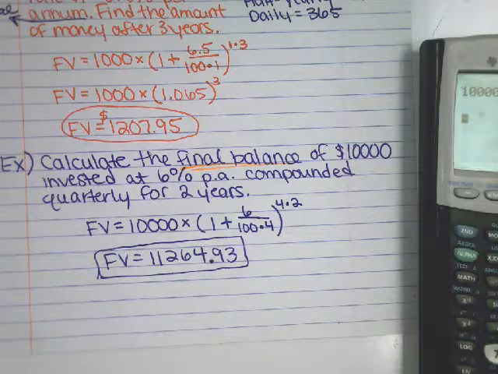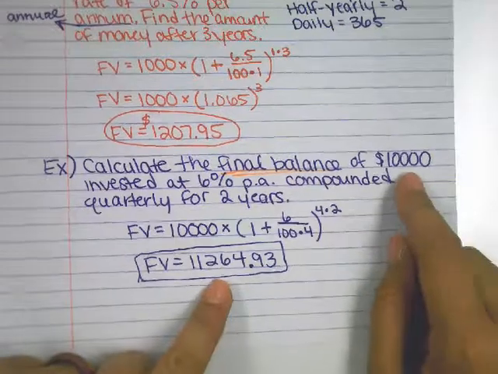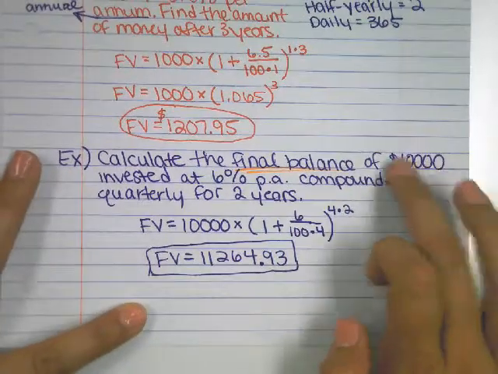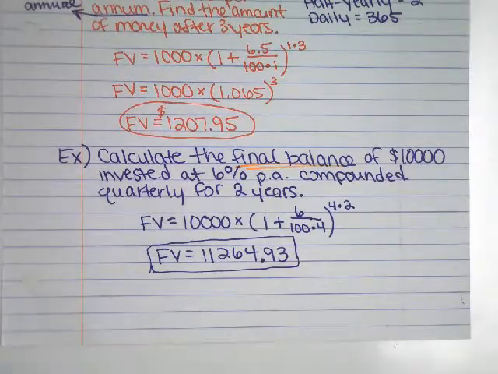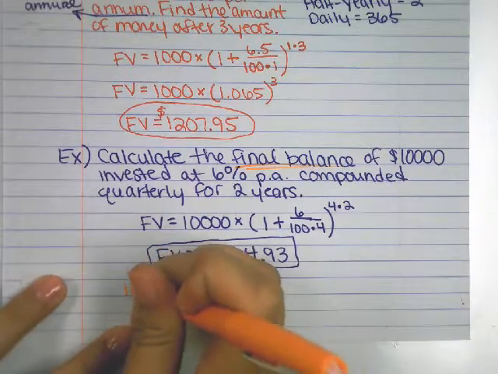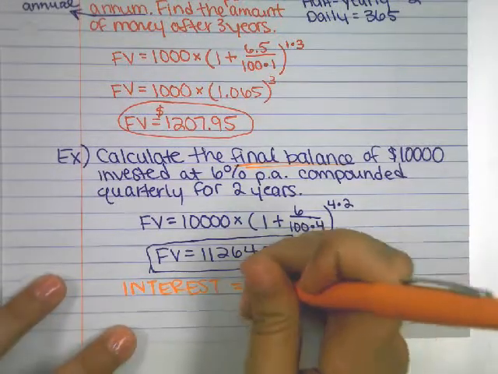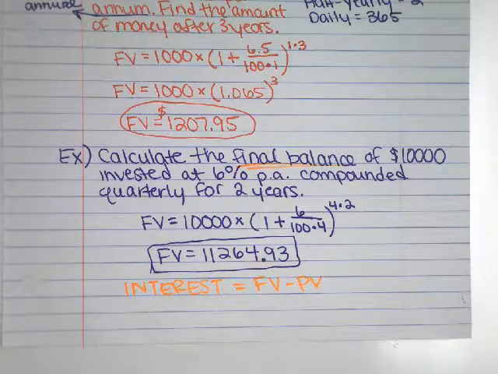So if a question asks you how much interest was earned, this is how much we started with, this is how much we ended with. If a question asks how much interest did you make, that's just the difference. We already had $10,000. How much money did we make by leaving it in the account for 2 years? To do that, we just take our future value minus our present value to determine how much interest we made. So we're looking at the difference of those values.